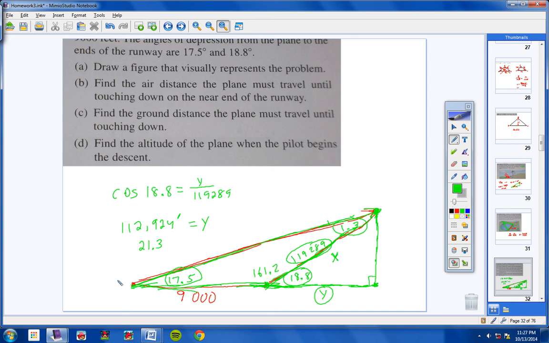Okay, pretty simple. And then lastly, find the altitude of the plane when the pilot starts his descent. Well, the altitude, guys, is where the plane is right now. Here it is. The altitude is right here, this line right here. Well, that's really easy. We'll call that z, okay? Well, look, here's your angle. Here's your hypotenuse. Here's z. So we have sine. Sine of 18.8 equals opposite over hypotenuse. Multiply both sides by 119,289, and you will get z equals, and I did not convert this over to miles, but it's 38,442.8 feet. That's the altitude. So it was a long problem, but I wouldn't say it was that difficult to figure out, okay?